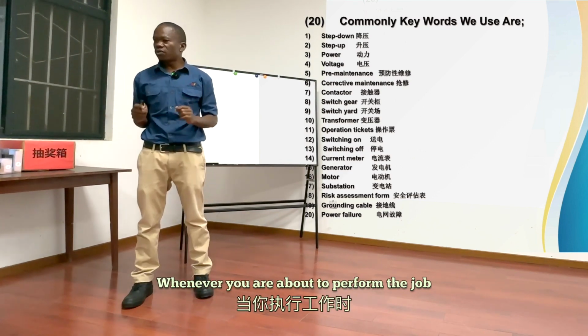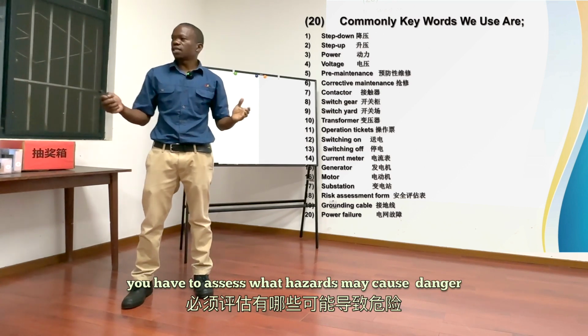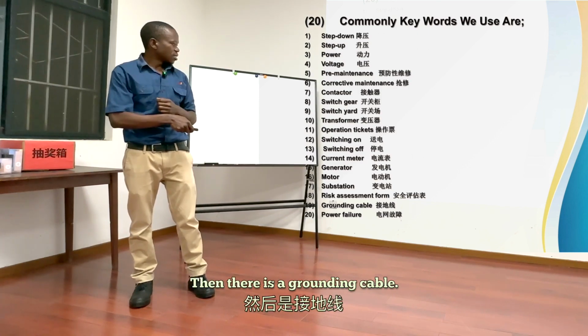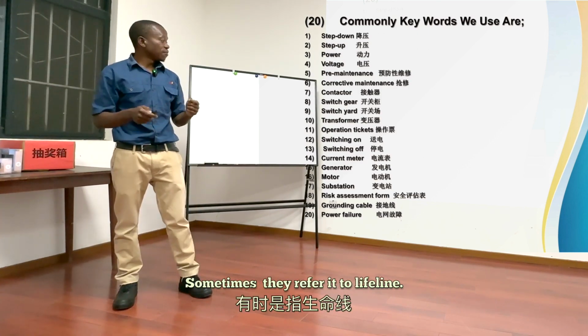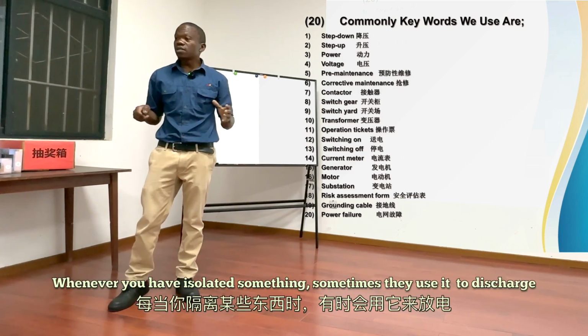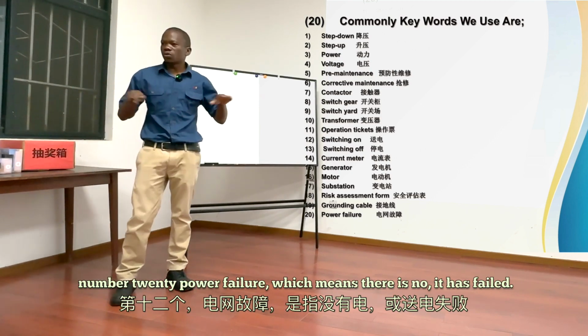Whenever you are about to perform the job, you have to assess what hazards may cause danger or may cause injury to the people. Then there is a grounding cable. Sometimes they refer to it as a lifeline. Whenever you have isolated something, sometimes they use it to discharge. Number 20, failure, which means it has failed.